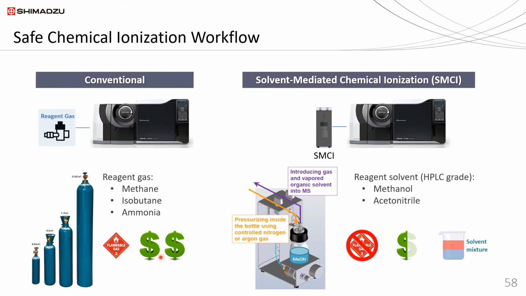Shimadzu has recently released a solvent-mediated chemical ionization unit, the SMCI. This unit allows the application of chemical ionization by using only HPLC-grade solvents such as methanol and acetonitrile. The unit pressurizes a bottle filled with methanol and directs the methanol vapor into the mass spectrometer to act as a reagent gas. The many benefits of this system are that it does not use any flammable gas tank. It is a cost-efficient method, and it allows further research and development work via mixing of organic solvents as reagent gas vapor.